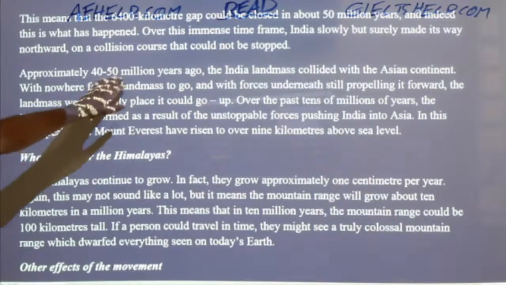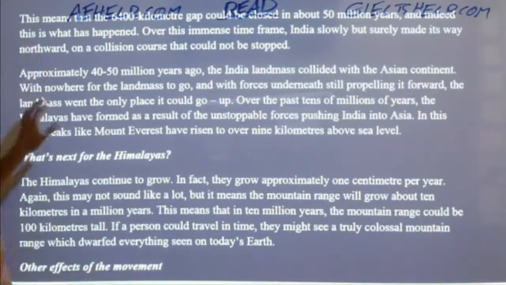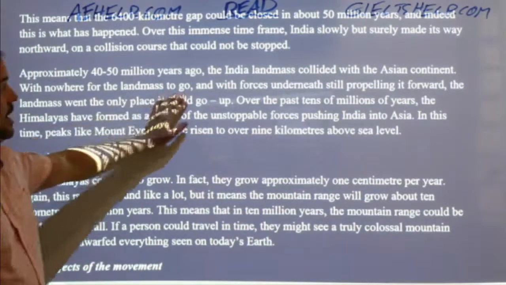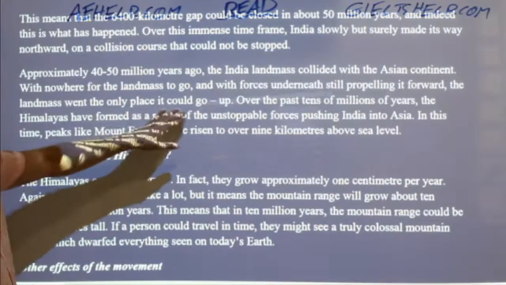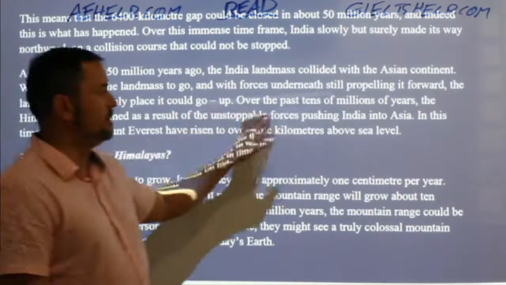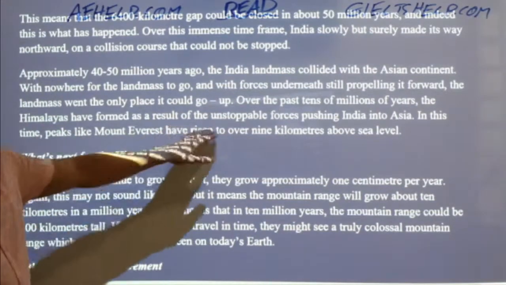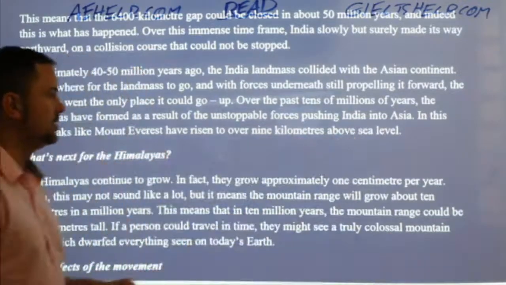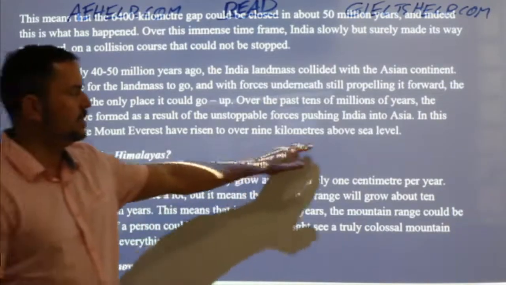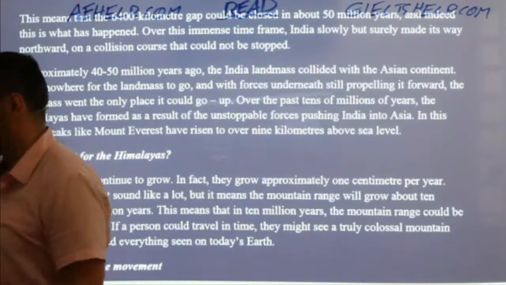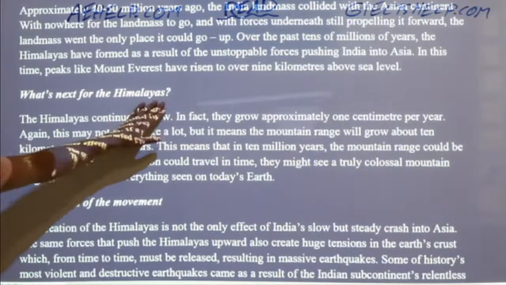Approximately 40 to 50 million years ago, the India landmass collided with the Asian continent. With nowhere for the landmass to go, and with forces underneath still propelling it forward, the landmass went the only place it could go, up. Over the past tens of millions of years, the Himalayas have formed as a result of the unstoppable forces pushing India into Asia. In this time, peaks like Mount Everest have risen to over 9 kilometers above the sea level. Okay, let's keep going.